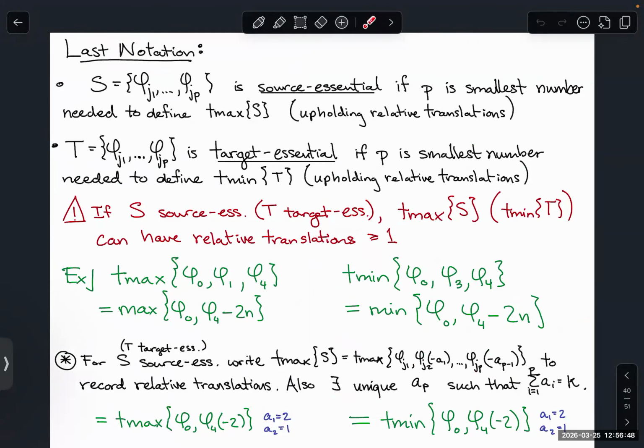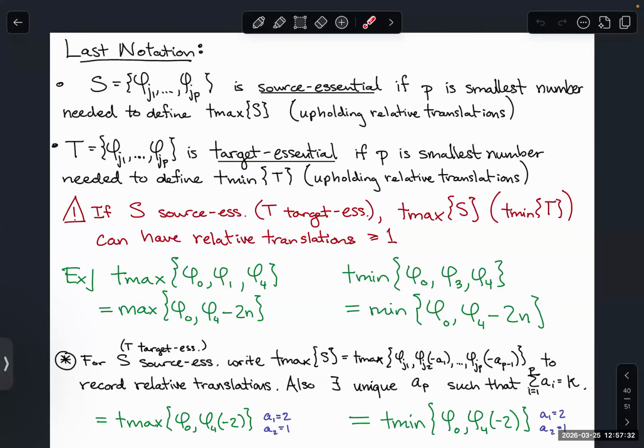So to be more specific about the boundary conditions that we can reach here, we need to define one last little bit of notation. I'm saying that a set of fundamental height functions is source essential if P is the smallest number needed to define the height function T max of that set. And we're going to uphold some relative translations here. We'll do the same thing with T being target essential if P is the smallest number needed to define a T min. So the source essential goes with our T max, target with T min.